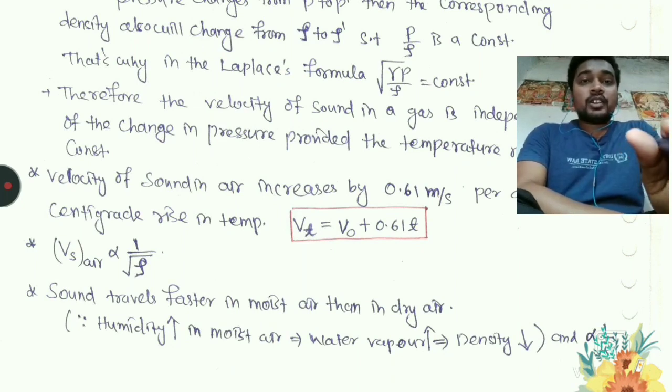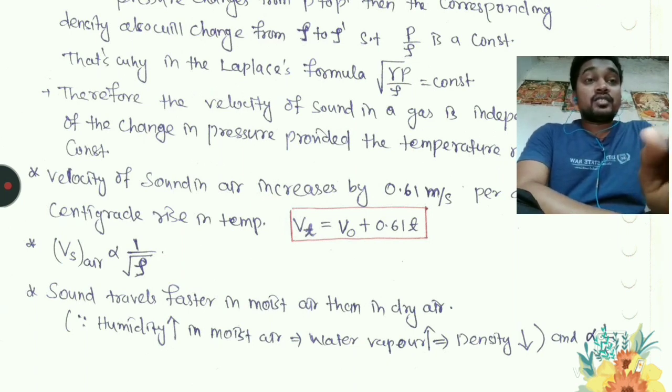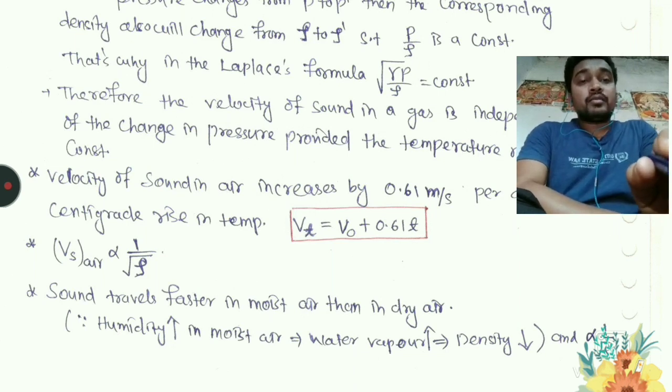And this is the most important point: sound travels faster in moist air than in dry air. The cause is given here, because in case of moist air humidity increases, and so water vapor increases and hence density decreases, and velocity is inversely proportional to density.